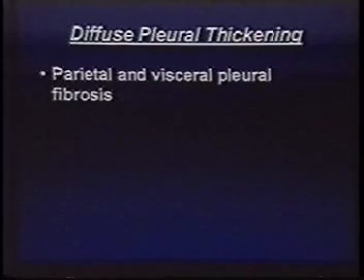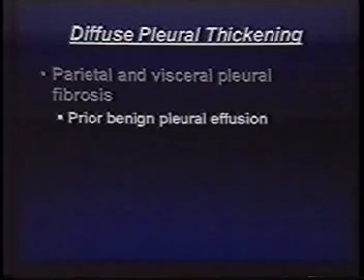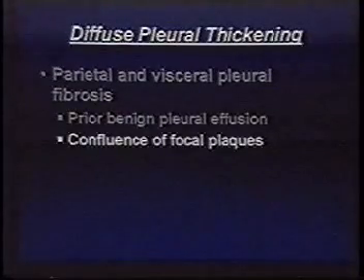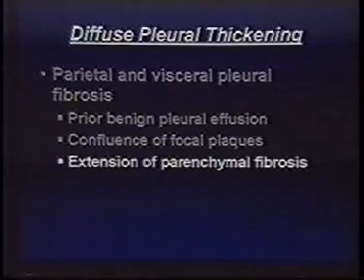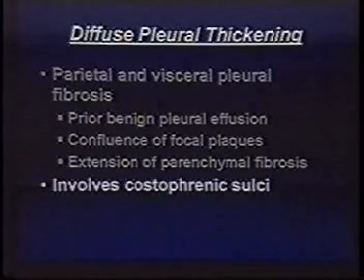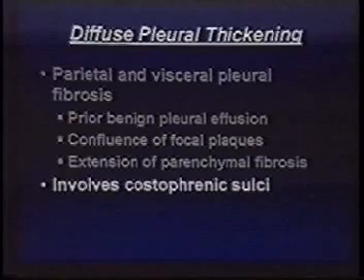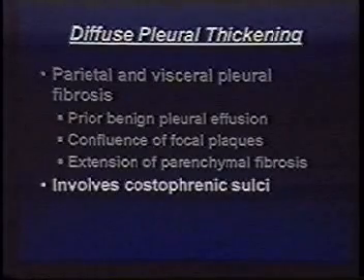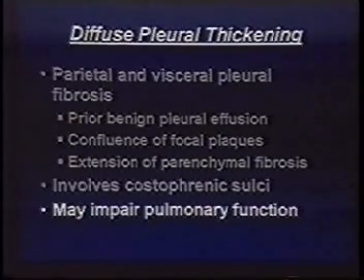Diffuse pleural thickening arises from fibrosis of the parietal and visceral layers of the pleura, in contrast to circumscribed pleural plaques. Some of the suggested mechanisms include a prior benign pleural effusion, confluence of focal plaques, or extension of the parenchymal fibrosis associated with asbestosis. And also, in contrast to pleural plaques, they will involve the costophrenic sulci and may also impair pulmonary function.